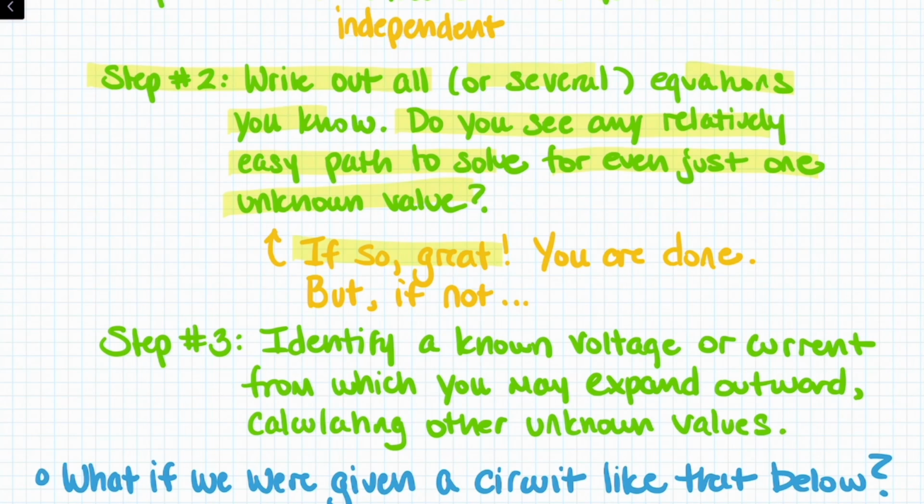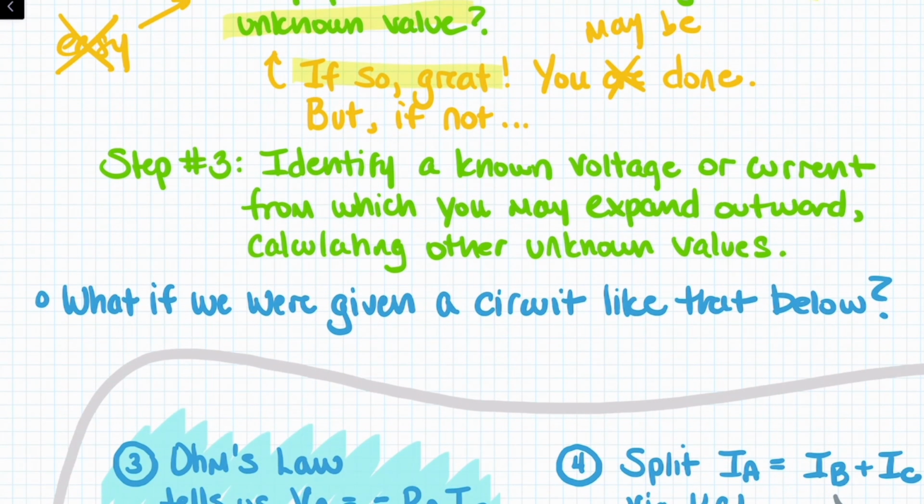I'm going to say "you may be done," because I did say you could solve for just one value, so you could be done. But if you get to a point where you can no longer do this, where you no longer see an easy path to solve using those equations, then you move on to identifying a known voltage or current from which you may expand outwards, calculating other unknown values.